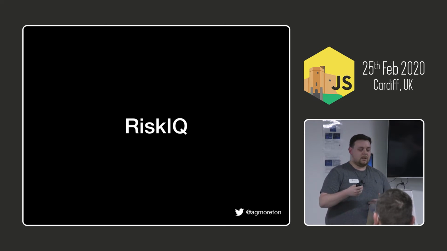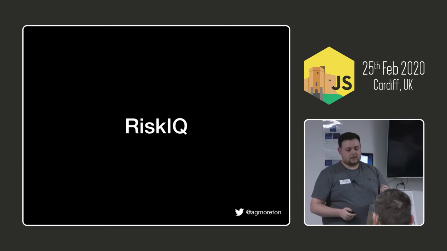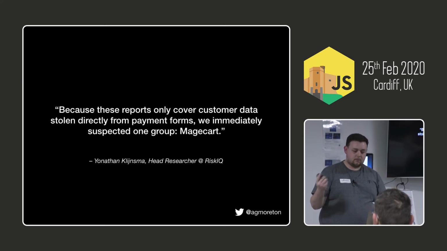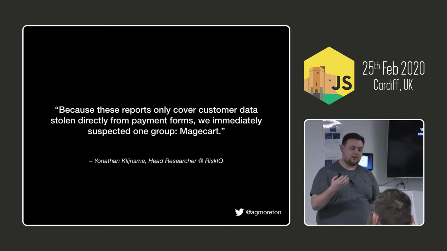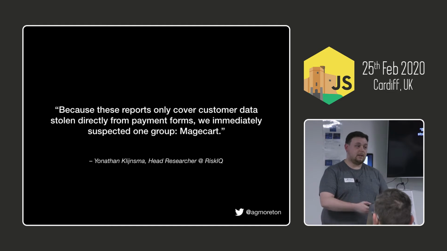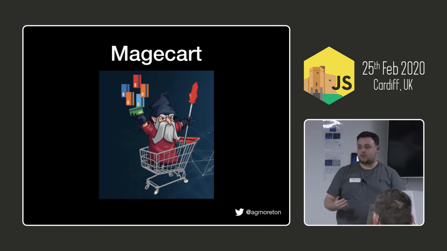So essentially what they have is their own personal Wayback Machine where they're able to look at a snapshot of what a website was doing, what sites it was loading, what it looked like, what assets it was bringing in on particular days historically. And they released this report, and their head researcher, a guy called Jonathan Klinsmer, had this to say. He said, because these reports only cover customer data stolen directly from payment forms, we immediately suspected one group, MageCard. So a bit of a crash course into who these lovely people are.